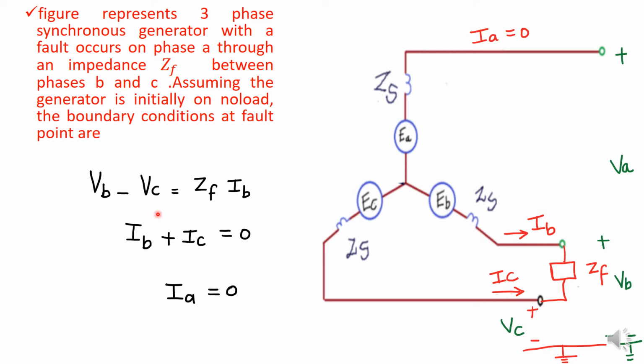Next I am going to write the boundary conditions. What is the boundary condition? VB minus VC equals ZF into IB. Here this is VC and this is VB. So VB minus VC equals ZF into IB. What is IB plus IC? Here IB is the current flowing in this direction, and IC is in the opposite direction. So IB plus IC equals 0. And what about IA? IA is also 0. These are the boundary conditions.